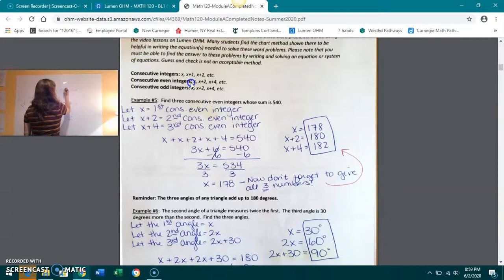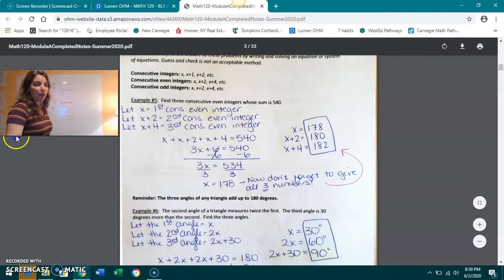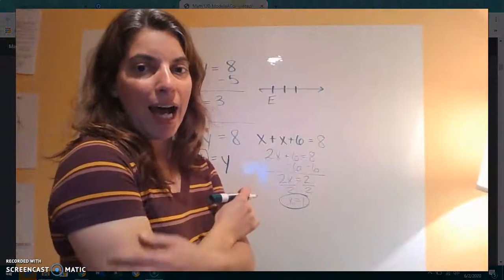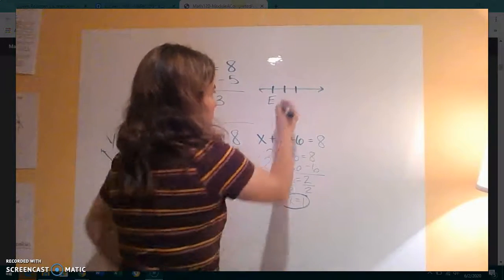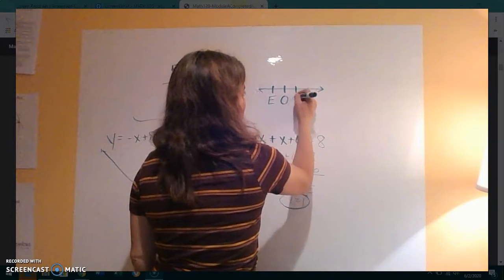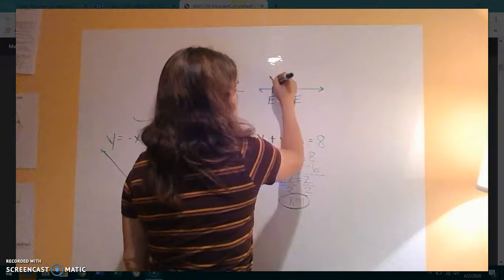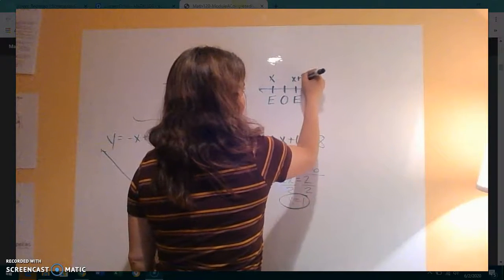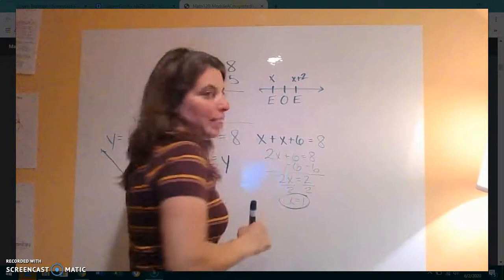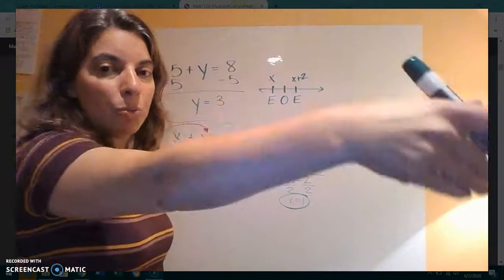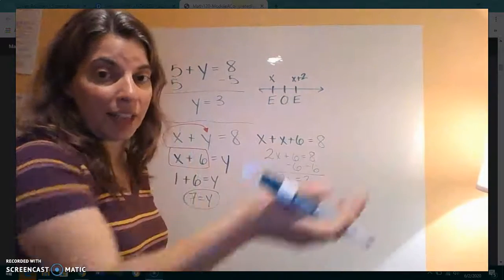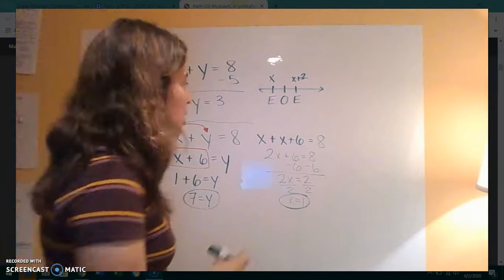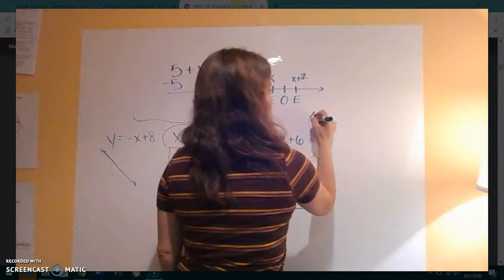So if I'm at some number here and I'm saying this number is even, well then I know that the next number is going to be odd. If I'm at an even number here, the next number has to be odd. That's how our numbers work. So if this is x, I'm going to add 2 to get to the next even number. And then I'll add 2 more, or x plus 4, to get to the next even number. Most people understand that pretty well.